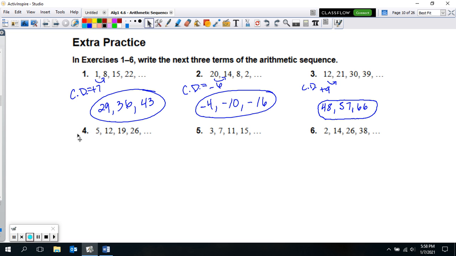All right, so I'm going to have you pause the video, do 4 through 6, do the same thing, identify what the common difference is, and then find the next three numbers in that sequence. And then play it, and check your answers.